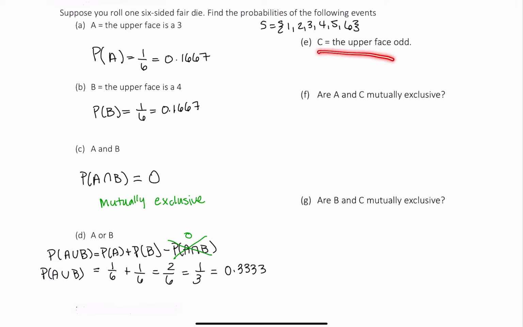Event C is the upper face is odd. So what is in C? We have 1, 3, 5. Those are the only odd possibilities. So the probability of C is equal to 3 successful outcomes out of 6 possible, and that's 1/2. As a decimal, that's 0.5.